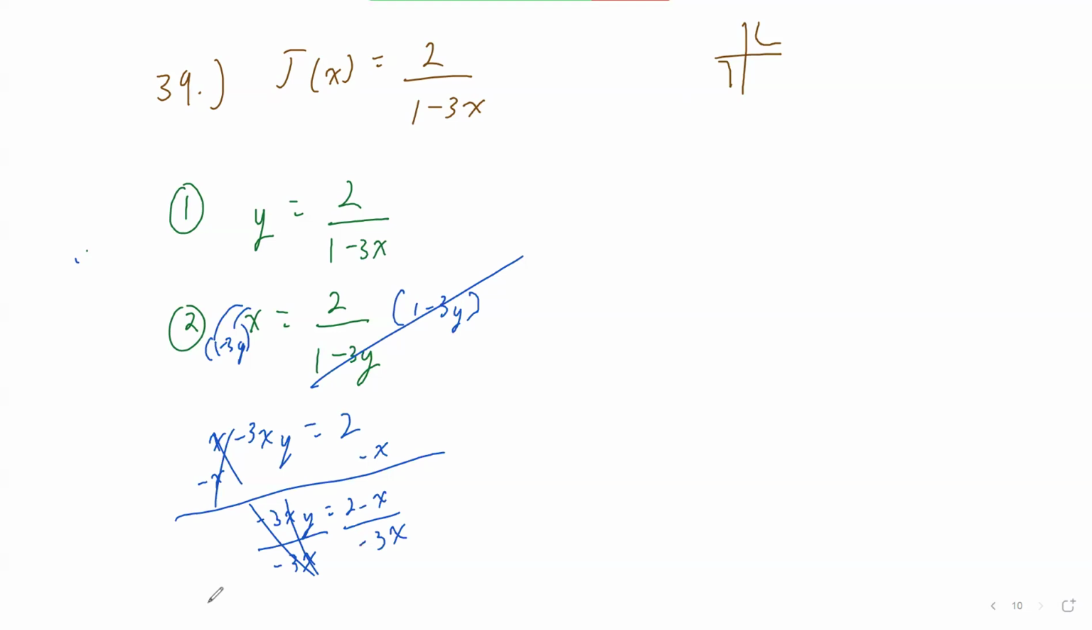So now I can see my third and final part of the answer would be the inverse of j would be 2 minus x over negative 3x. And that's pretty much all of those types. And I think there's only one other type of question I saw. So let's look at number 51.